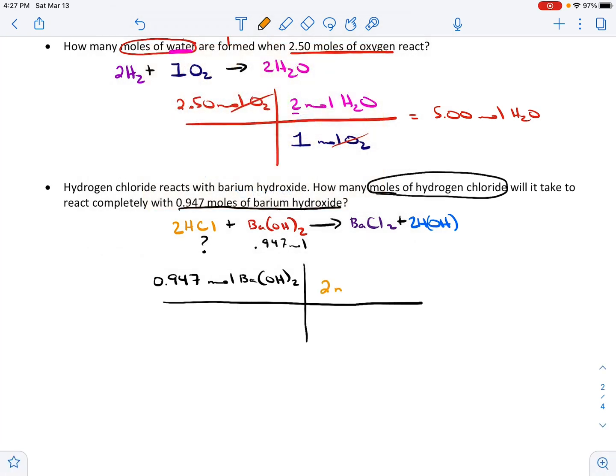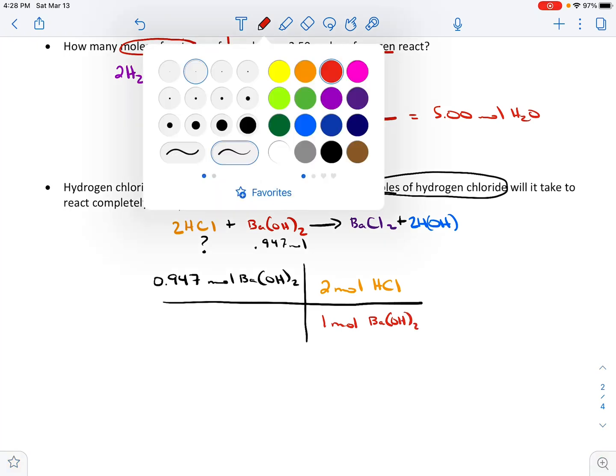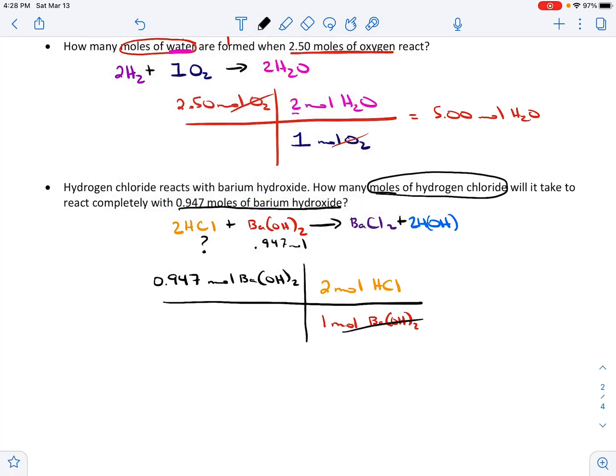So I'm going to put 2 moles of HCl on top. That's from my balanced chemical equation. On bottom, I'm going to put 1 mole of barium hydroxide. That way, the moles of barium hydroxide cancel. All right, and we're ready to do our calculation. So we're going to take 0.947 and multiply that by 2. And we could divide it by 1 as well, but we're just going to take it times 2 because let's be real.